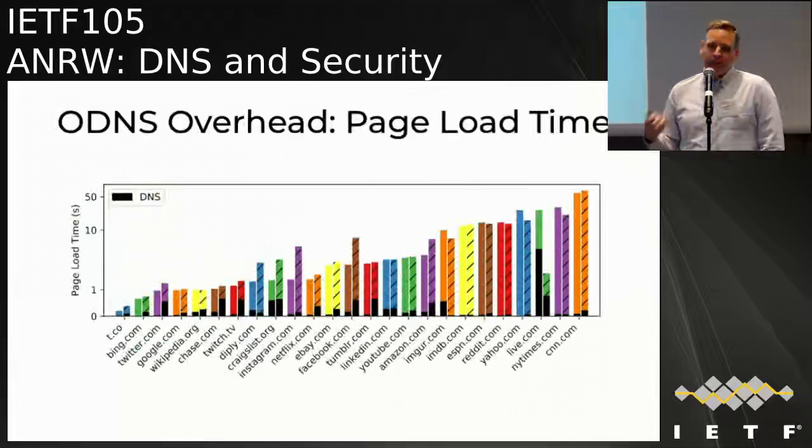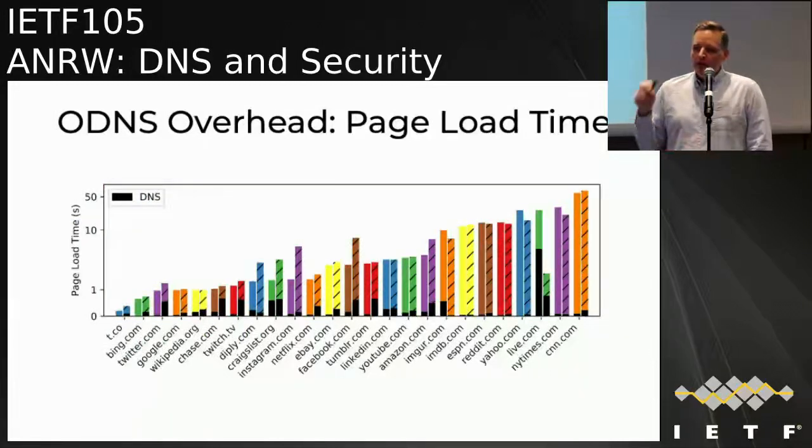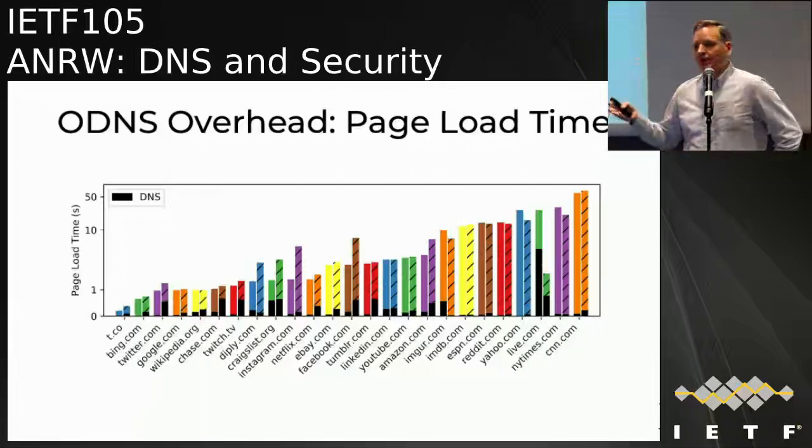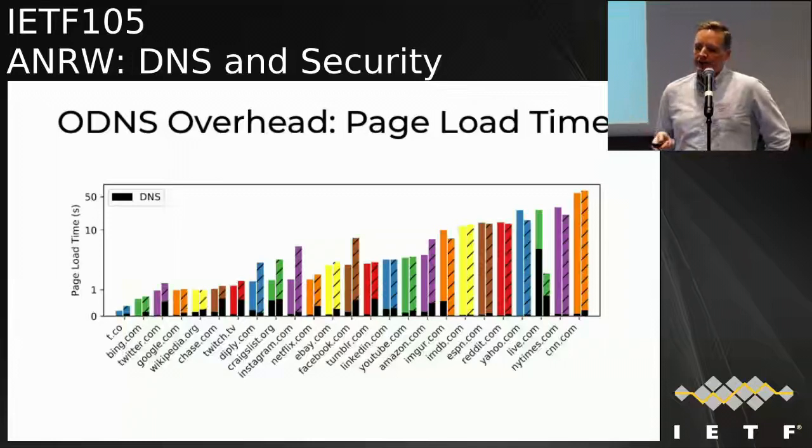So that's all fine and good, but what happens when you actually use this on the internet? Web page load time is the metric we decided to look at. Here we use the Alexa top 30 websites and loaded them using both conventional DNS, using the Princeton resolver, and the ODNS resolver that we had set up. You can see the right-hand bars for each is ODNS.